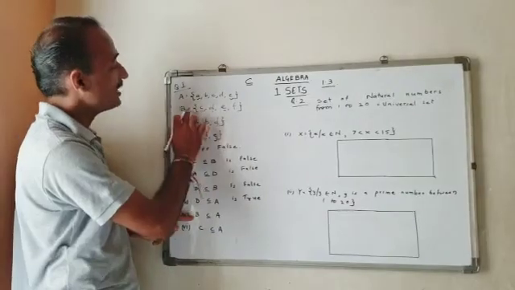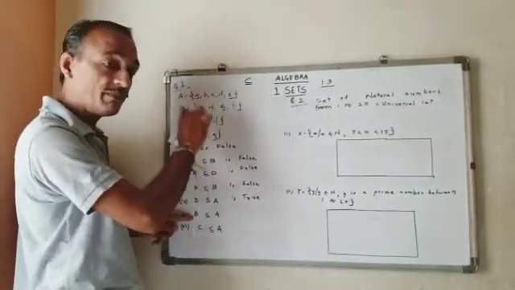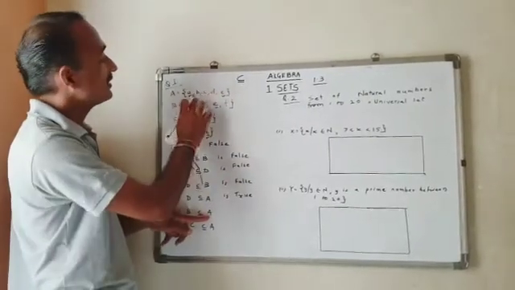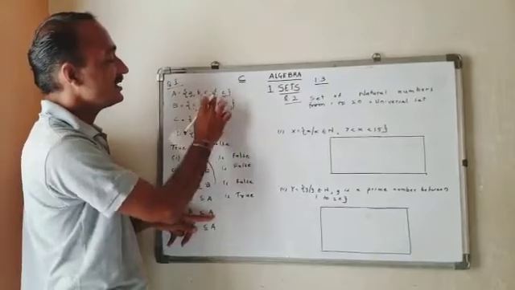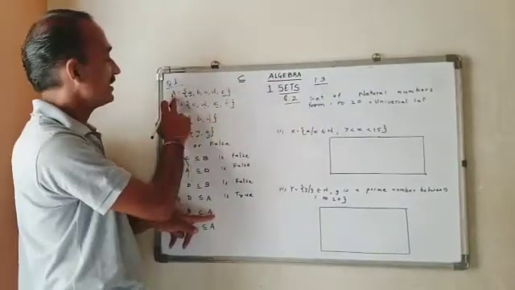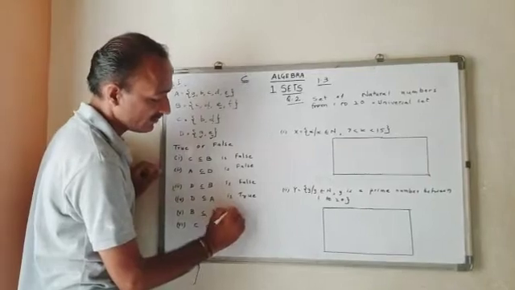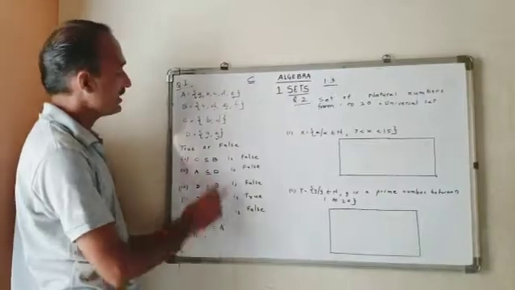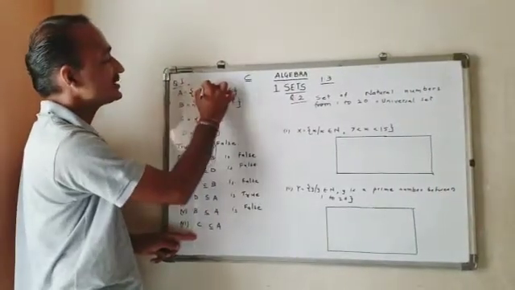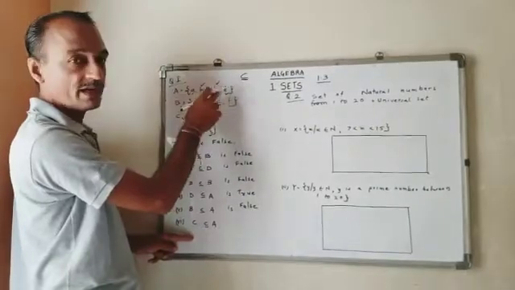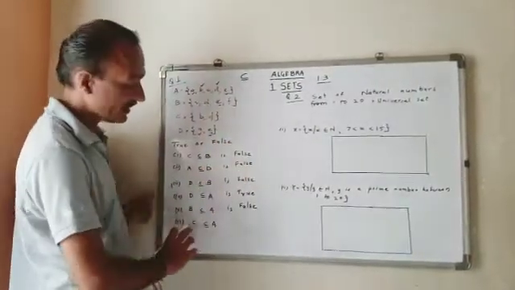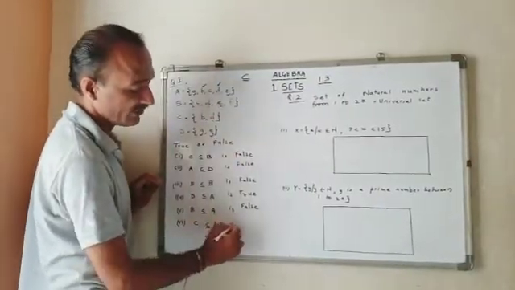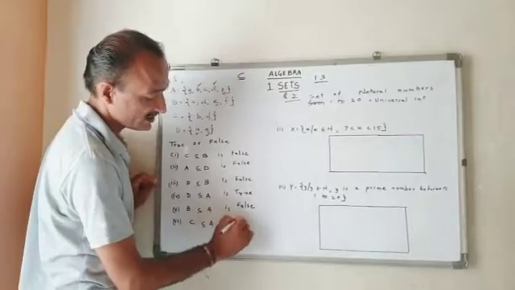B is a subset of A. The members of B are C, D, E, F. Members of A are C, yes, D, yes, E is there, F is an absent element. It is not in A, so it is false. C is a subset of A. C contains B and D. A contains B and D, and A also contains A, C, E. It won't matter, but all the members of C are the members of A also. So C is a subset of A is true.